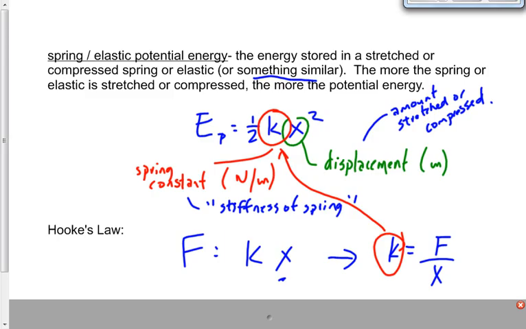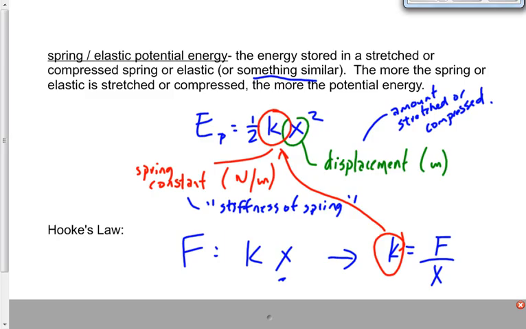Now, the spring constant, however, be careful on that one. The spring constant is not different depending upon where it is. If the displacement is 1 meter and the force is 4 newtons, then the spring constant is 4. If the displacement is 2 meters, then the force would be 8 newtons and the spring constant would still be 4. Does that make sense? So the spring constant doesn't change for a particular spring or elastic, but the force and the potential energy do.